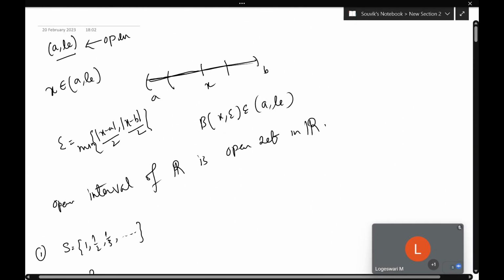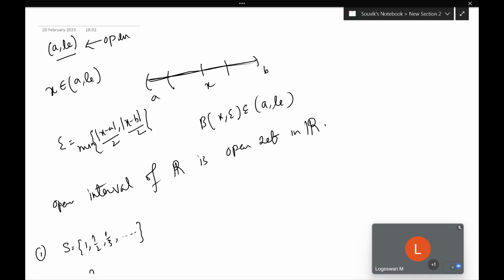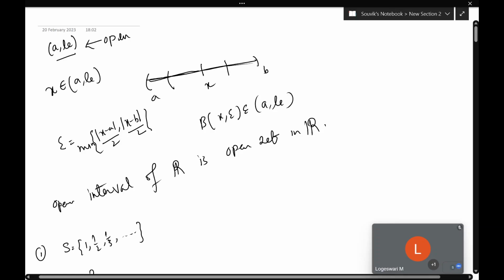So let's start from the basics, open sets. So open interval AB is an open set. It's a given thing. Here what we are trying to show is that open interval AB is an open set. So here what we have done.